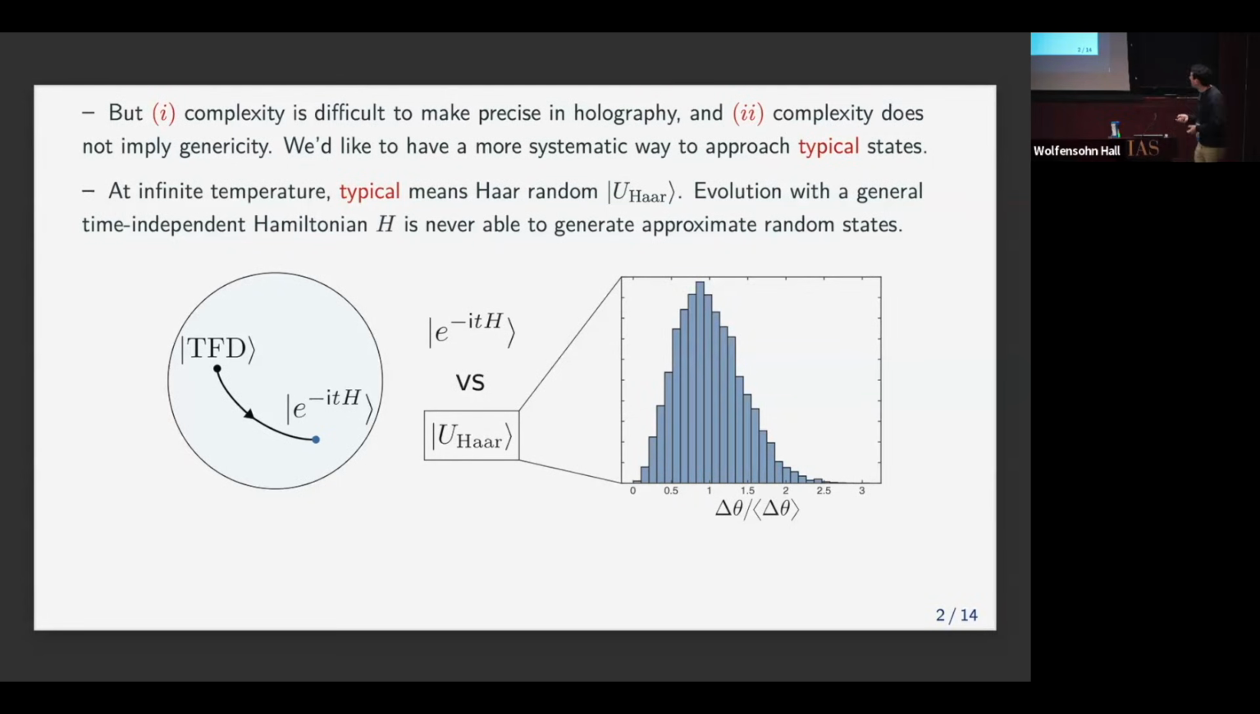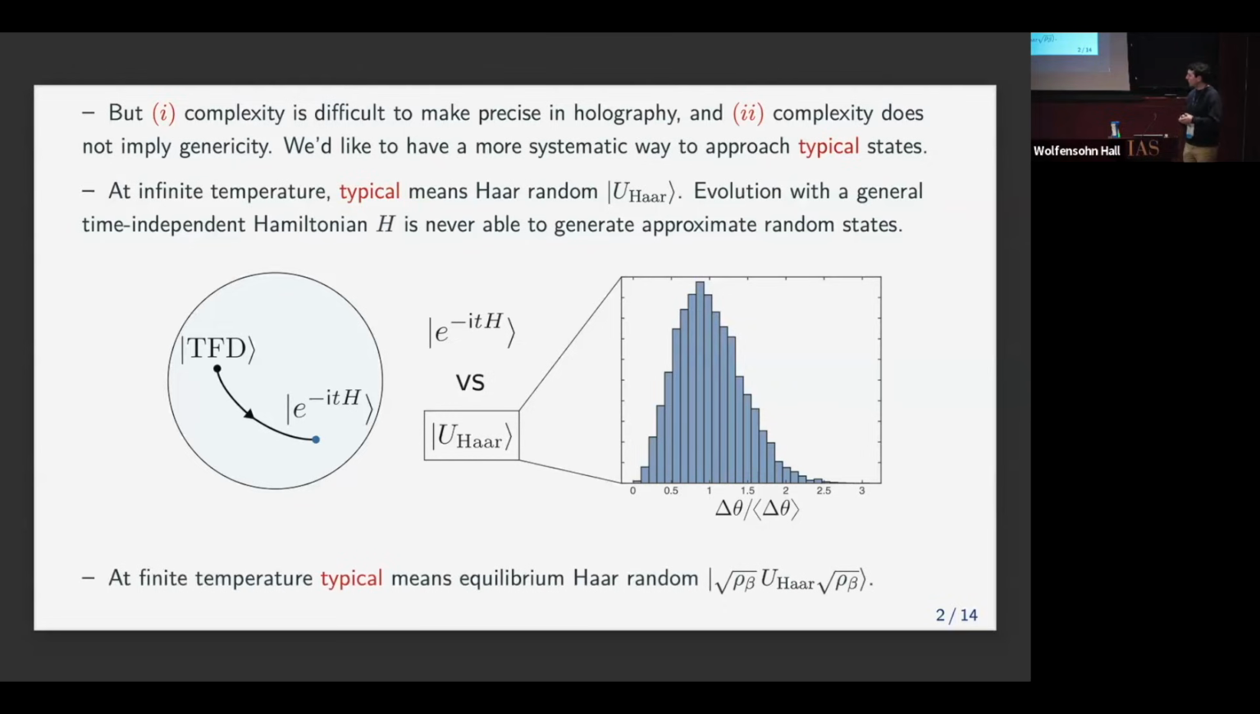Okay? So this already shows that very complex states, so e to the minus iHt for very long t, would be distinguishable in a microscopic sense from typical states of the black hole.